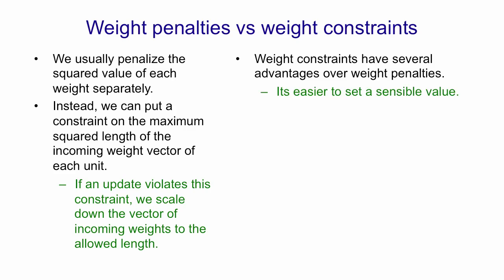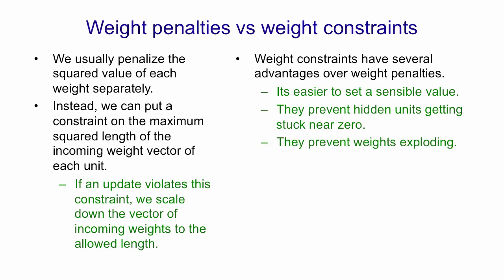It's much easier to select a sensible value for the squared length of the incoming weight vector than it is to select a weight penalty. That's because logistic units have a natural scale to them, so we know what a weight of 1 means. Using weight constraints also prevents hidden units getting stuck near zero, with all their weights being tiny and not doing anything useful. Because when all their weights are tiny, there's no constraint on the weights, so there's nothing preventing them growing. Weight constraints also prevent the weights from exploding.